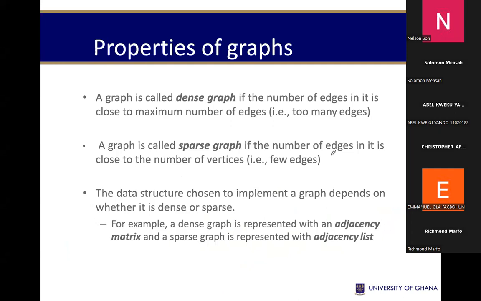So at the end, we can have the adjacency matrix and the adjacency list. The adjacency matrix is suited to a dense graph, where all we are saying is that we have too many edges. And then for the other case, which deals with the adjacency list, we're going to have few edges as well.